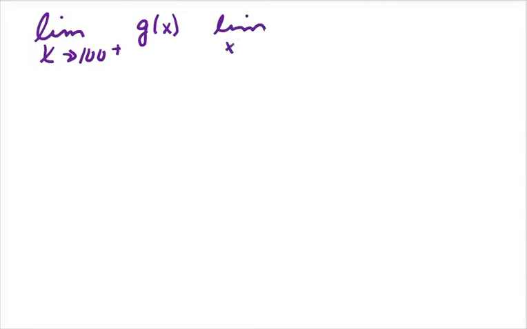I wanted to do one more problem before moving off 2.1 and 2.2, and that is looking at the table method again. We're going to use tables to make a conjecture about the values of the following limit. So it's the limit as x approaches 100 from the right, and I'll give you the function in a minute. And we're going to look at the limit as x approaches 100 from the left. And then, of course, we're going to look at the two-sided limit.